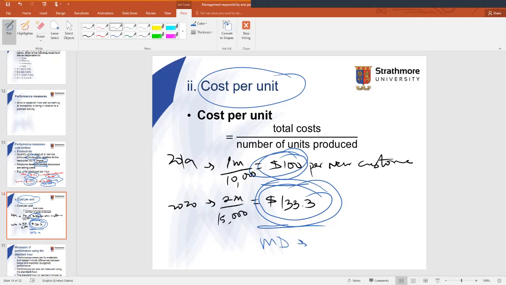Okay, we can say therefore, how many units do you produce? In 2019, in the production department, the company produced 1 million units. At what cost? The cost was, let's say, 100 million. Now this year, how many units do you produce?